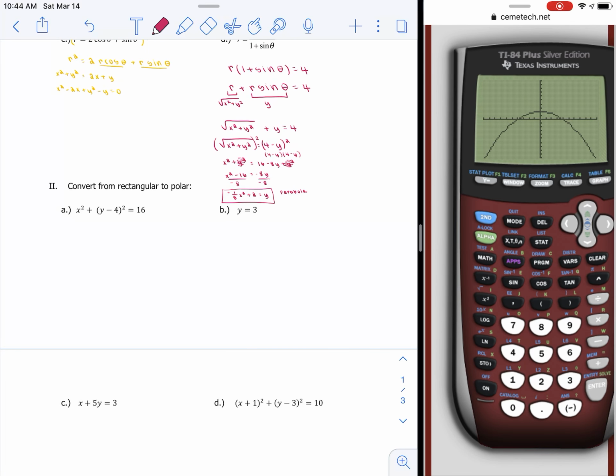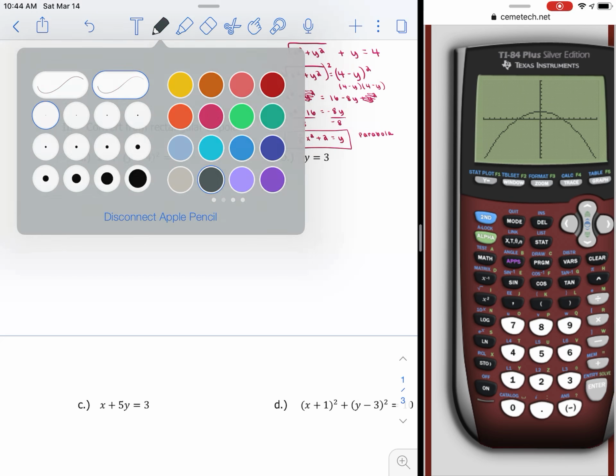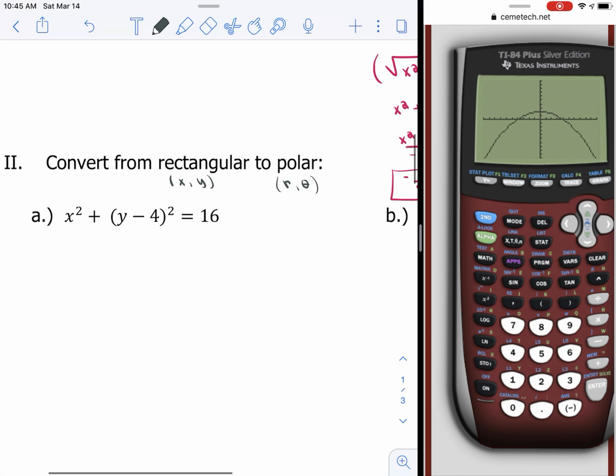So for the remainder of this assignment, you're now going to finish part C, but then convert from rectangular to polar using the same formulas. So remember, rectangular is all the x's and y's. Polar is the r's and the thetas. So you want to make sure every single x and every single y gets replaced with r's and thetas.